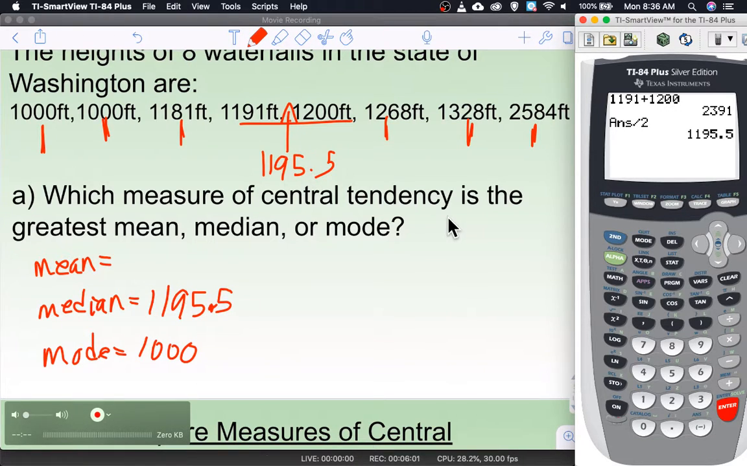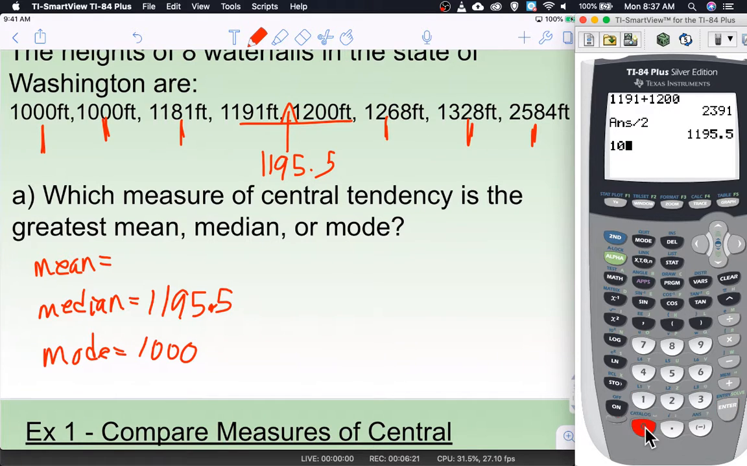Now, as far as the mean goes, we're going to have to take all of these numbers and add them together and then divide by, I believe, 8. 1, 2, 3, 4, 5, 6, 7, 8. Yes. So we're going to take all of those and divide by 8. So this is just calculator work.